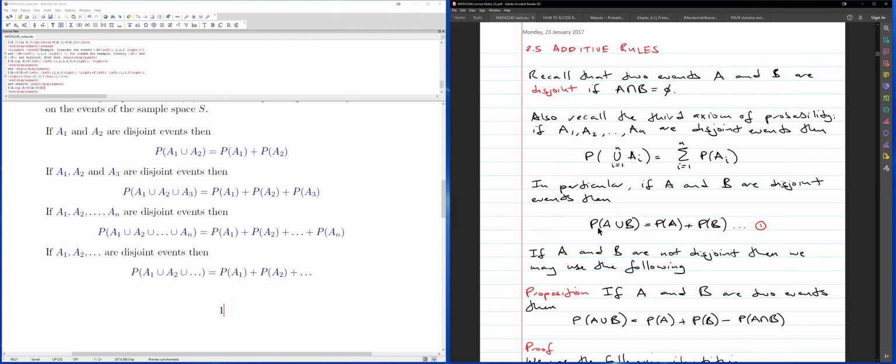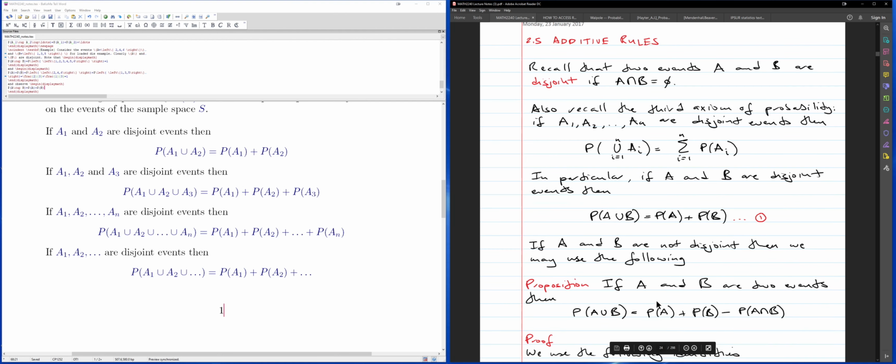Okay, so now what we want to do is consider when A and B are not disjoint, so A and B have a non-empty intersection. In that case, if I have A and B, the two events here, then probability of A union B is equal to probability of A plus probability of B minus the probability of A intersect B. Okay, so notice this is stated for any two events.